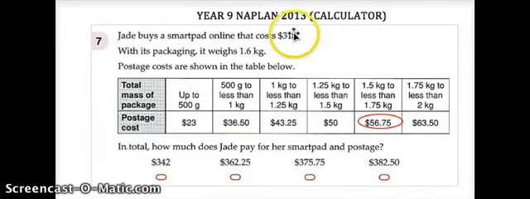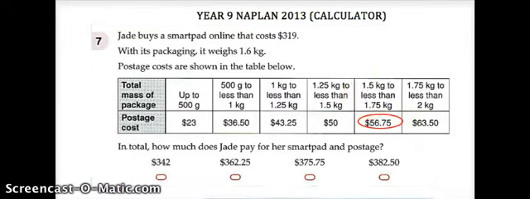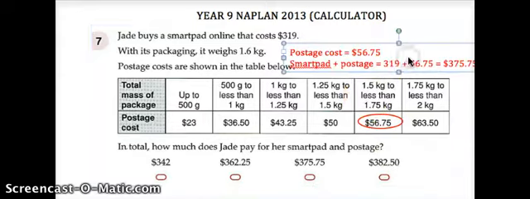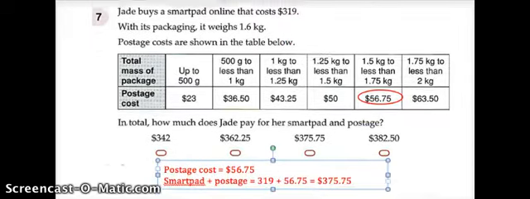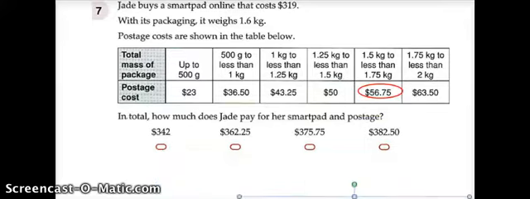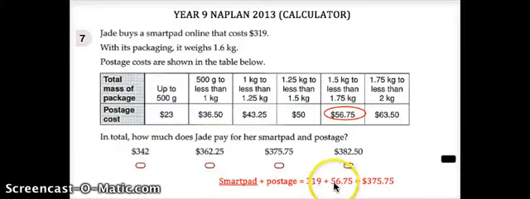So we have to add the cost of the smart pad to the postage. So that's $319 plus $56.75. Wait, I'll just pause the video for a second, fix this up. So again, $319 plus $56.75 on your calculator, you'll get $375.75.